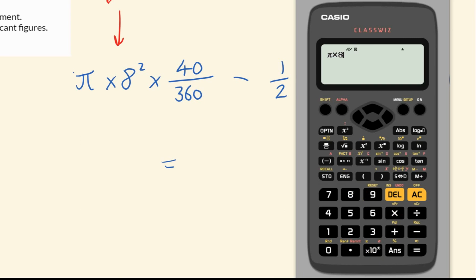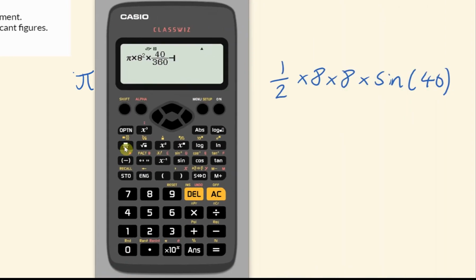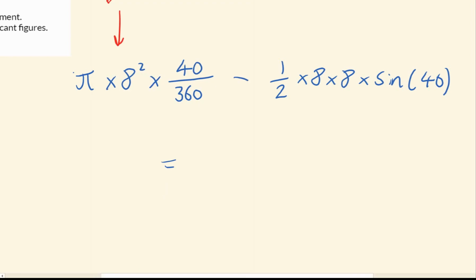So pi times 8 squared times 40 over 360. That's my circle bit, and then we take away the triangle. So 1/2 times 8 times 8 times sine 40. And there we go, that gives us 1.77. Again, it's area, so centimeters squared.